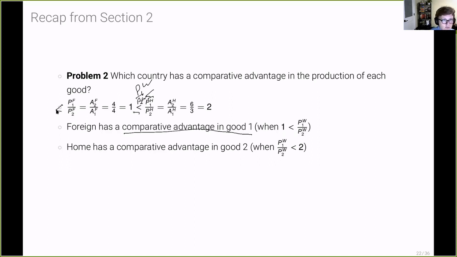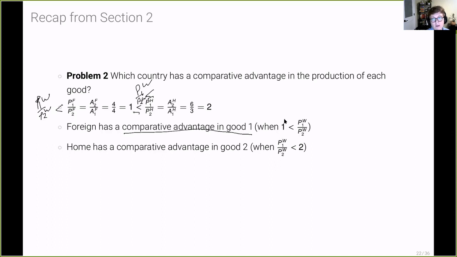If, for instance, when they opened up to trade, suppose that there's a bunch of other countries. Obviously, when we opened up to trade with just home, world prices wouldn't look like this. But suppose there's 10 countries out there in the world and world prices look like that. Then if foreign opens up to trade and finds that world prices look like this, the situation is actually reversed. Foreign now has the comparative advantage in good 2. And so if world prices looked like this, then foreign wouldn't actually produce good 1 here.